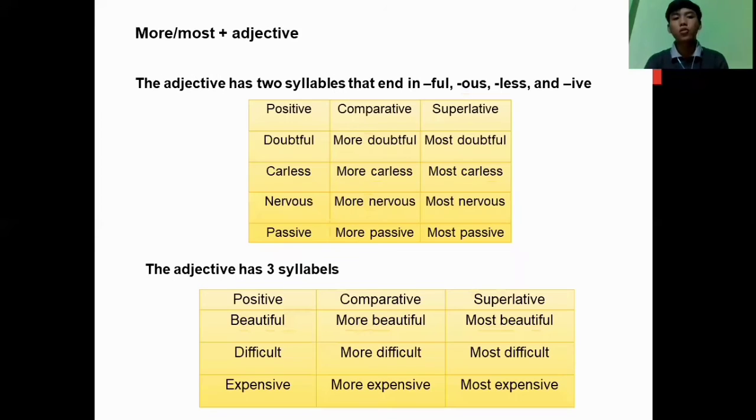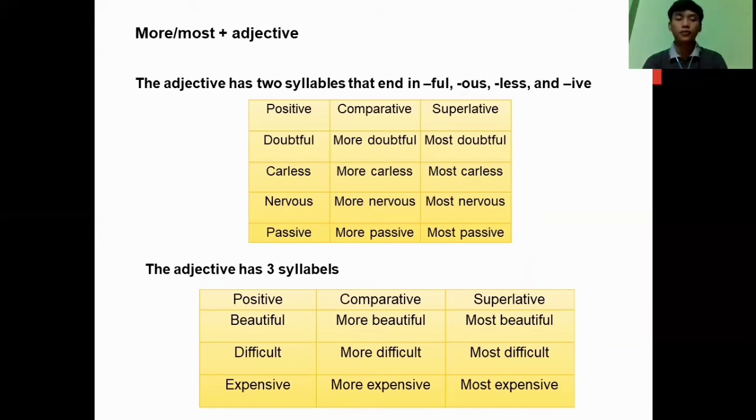Next is more or most plus adjective. The first condition is the adjective has two syllables that end in ful, ous, less, and ed. For the example, you can see the list. And the other condition is the adjective has three syllables. Beautiful is three syllables, so you use more and most in the comparative and the superlative.